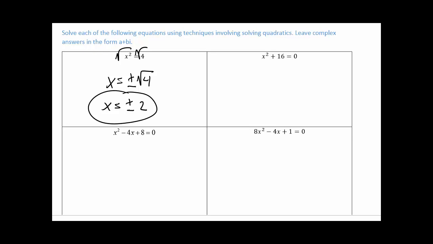Okay, now on the other one, this is where i is going to show up. So as I'm solving for x squared, I notice that I can get the 16 on the other side. So positive 16 is going to become negative 16. And now I can apply the square root method. So I get x equals plus or minus the square root of negative 16, which is 4i.